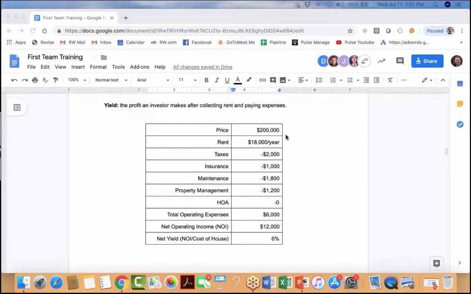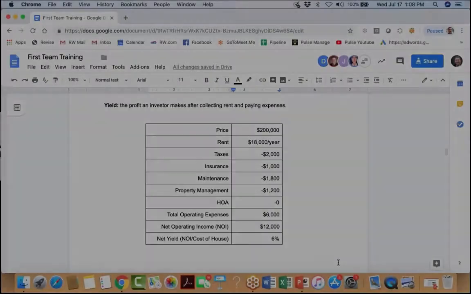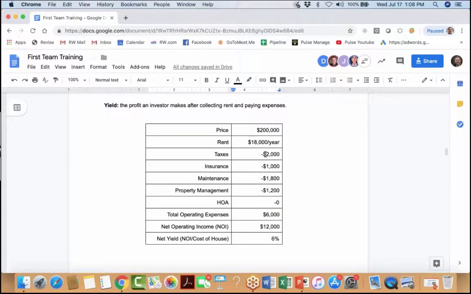And so this example right here is going to be kind of a typical example of the ROI of a house in America, $200,000 purchase price. Now, in our example, we're keeping it simple. We've got a $1,500 a month rent. So $18,000 a year. The taxes are $2,000 a year. The insurance is $1,000 a year. The maintenance is 10% of my annual rent.